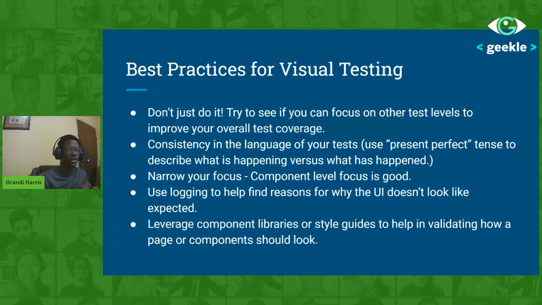It's also important to narrow your focus. Having a component level focus is very good. So looking at individual components on your screen, it's very important to hone in on that, because then you can see how each individual component is rendering and what is happening in terms of the CSS for those particular elements. It's also important to use some level of logging so that you can find the reasons why your UI isn't looking the way it's expected. That, again, is just because you want to keep communication very clear.